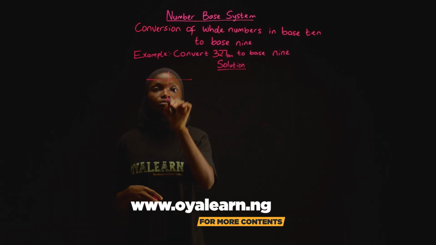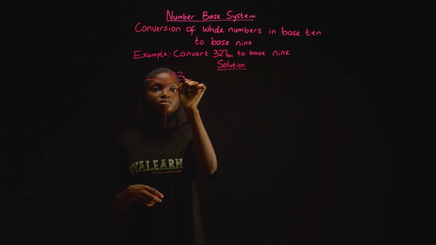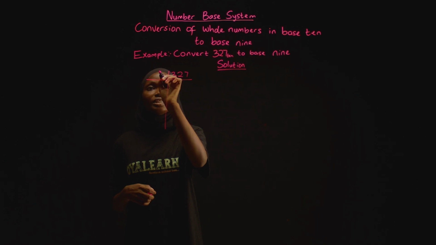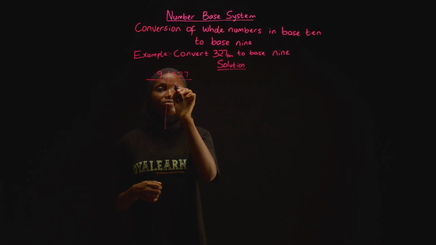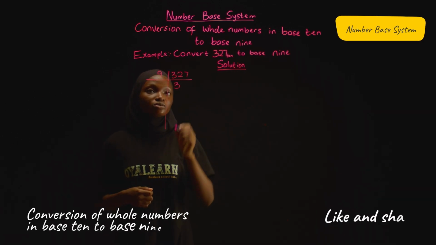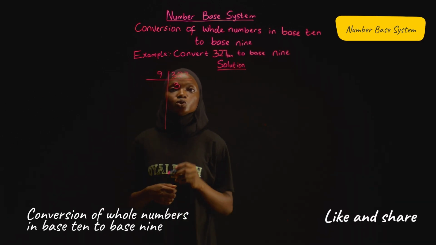Draw a table. 327 here. The base we are converting to, 9, at the other side. 9 in 32, you have 3, which is 27. When you subtract 27 from 32, you have 5.